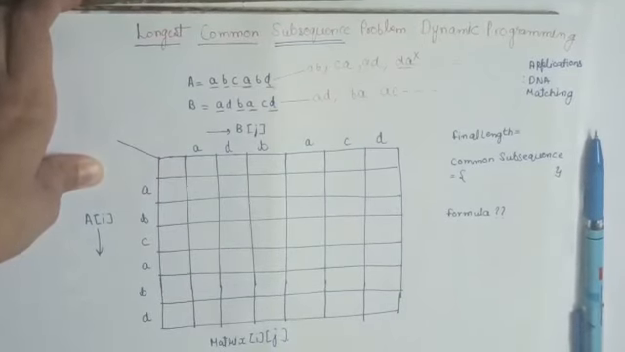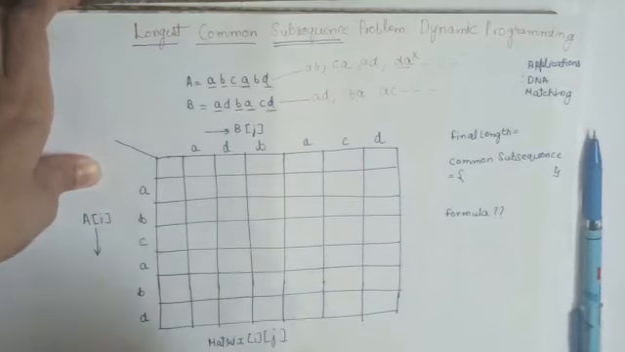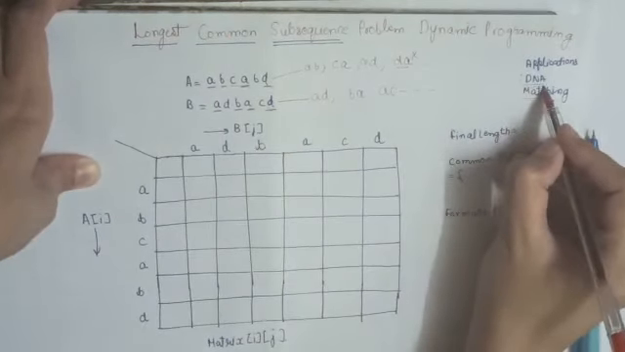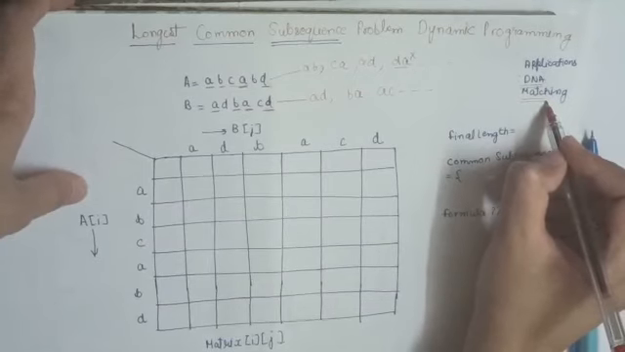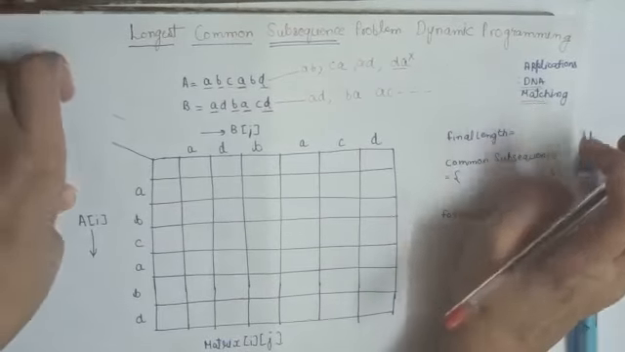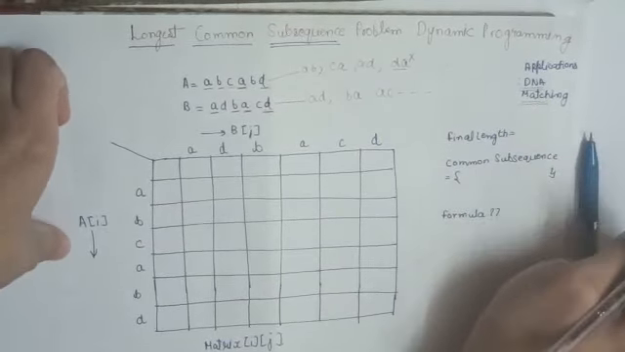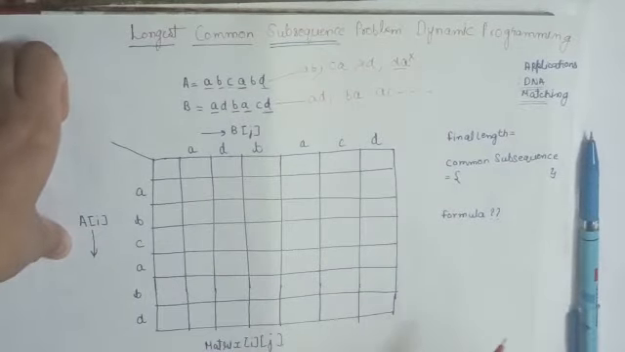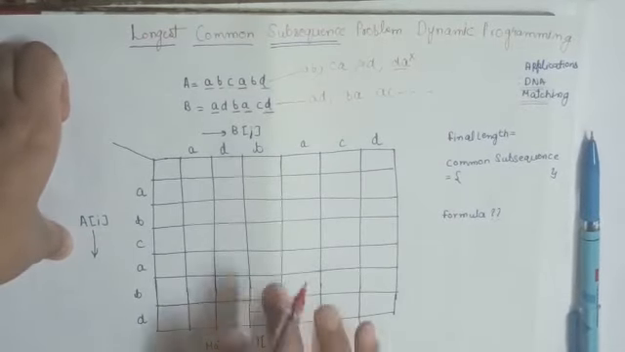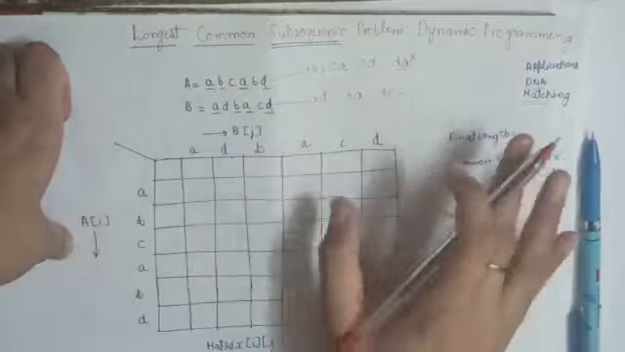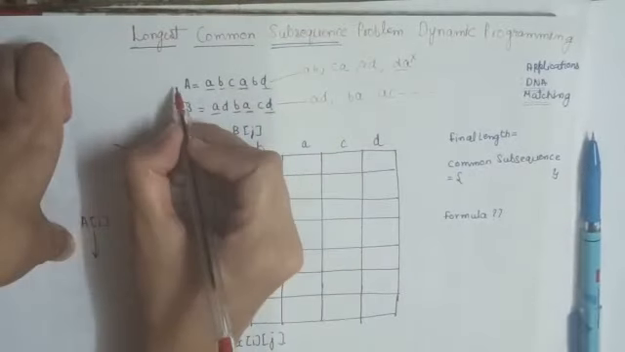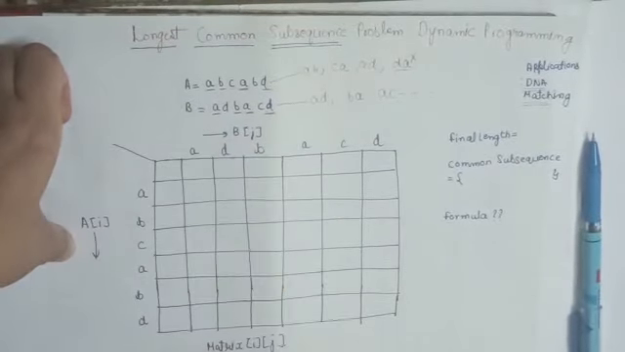Now, what is the practical application of this longest common subsequence problem? DNA matching. This problem is actually used to solve DNA matching because the length there is huge. So friends, let's come and solve this longest common subsequence problem for these two strings A and B using our matrix approach.